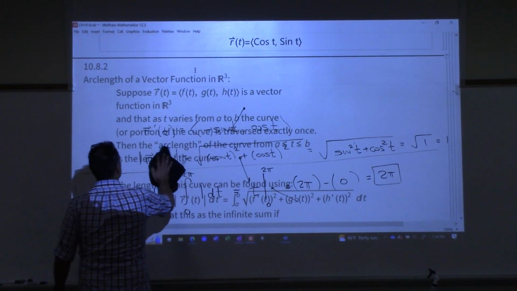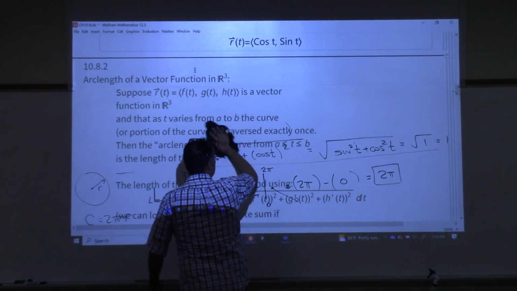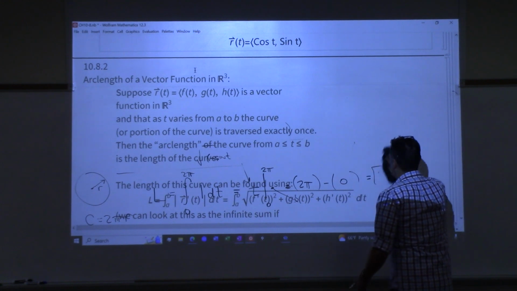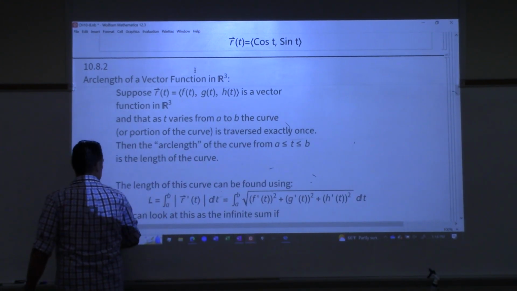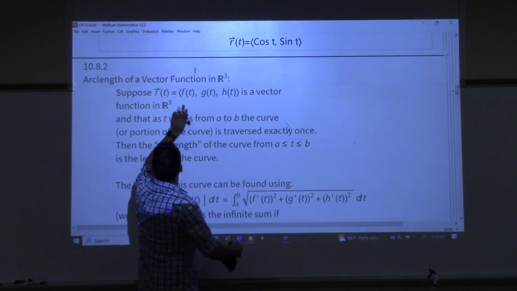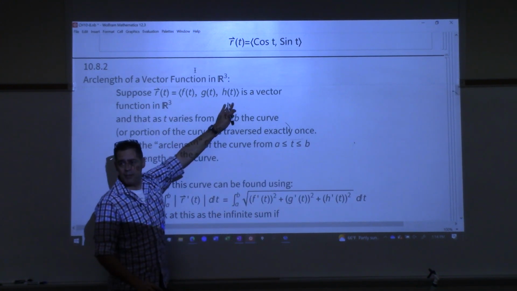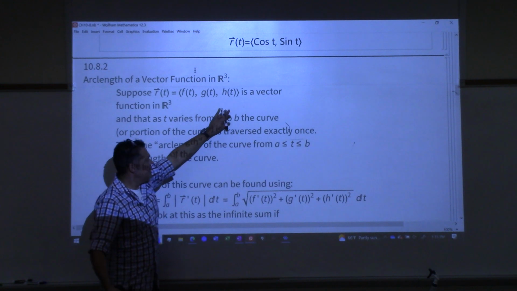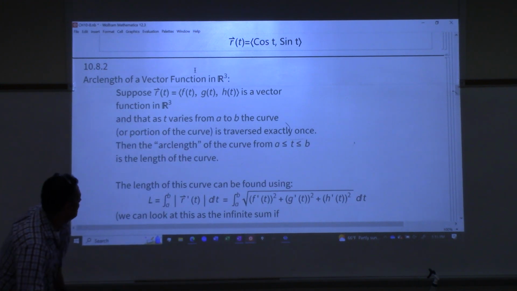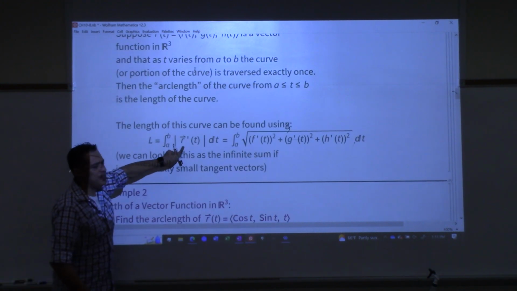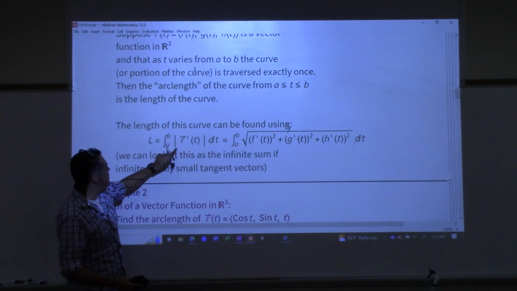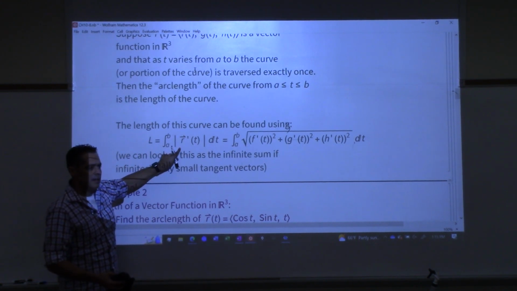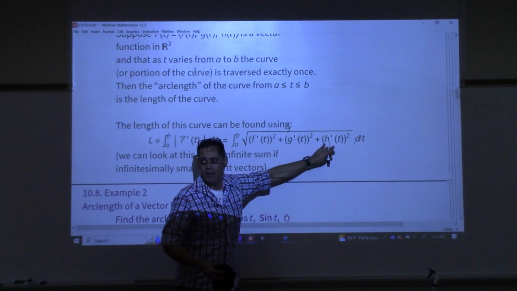Everything I've said here translates into three-dimensional space. So if you have a vector function where you have 3 components instead of 2, everything is the same. The formula is exactly the same formula. The only difference is in the computation of that magnitude of the derivative, because you have 3 pieces instead of 2.